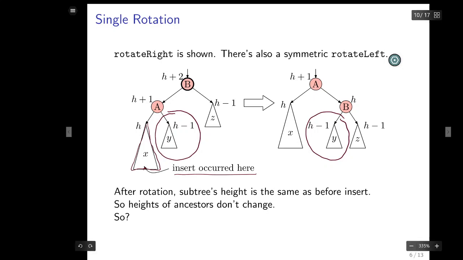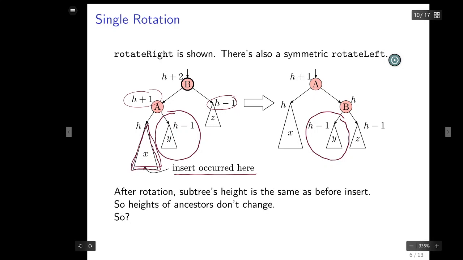If it was H already before I inserted something, then A would have height H plus 1, B would have height H plus 2, and Z would have height H minus 1, and the difference between H plus 1 and H minus 1 is more than 1. And so we would have been out of balance before the insertion. So we know the insert occurred in this tree, and that insertion caused that tree to go from height H minus 1 to height H. That's what caused the imbalance, because it caused the heights to bump up all the way up to B and even beyond B.